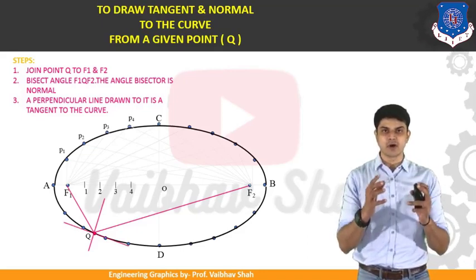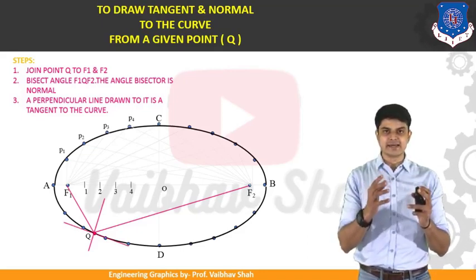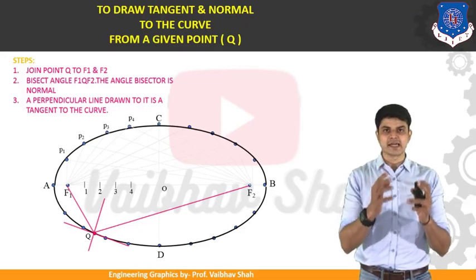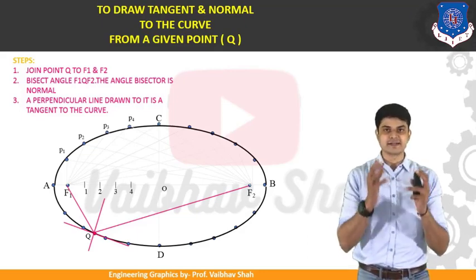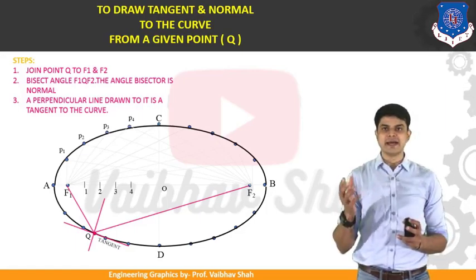So this is nothing but what? A tangent. So a tangent is a line which passes through only a single point, the outermost point of your curve. So this is nothing but what? A tangent. So let us write down normal and tangent.